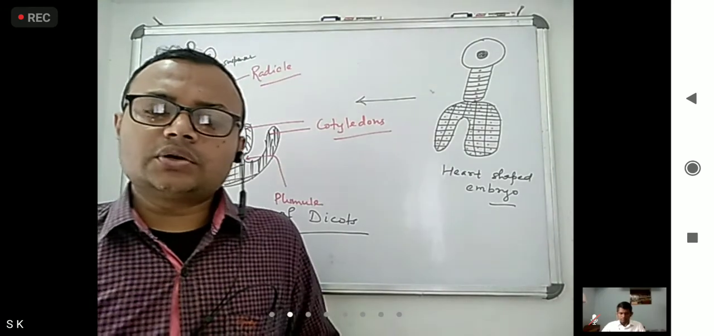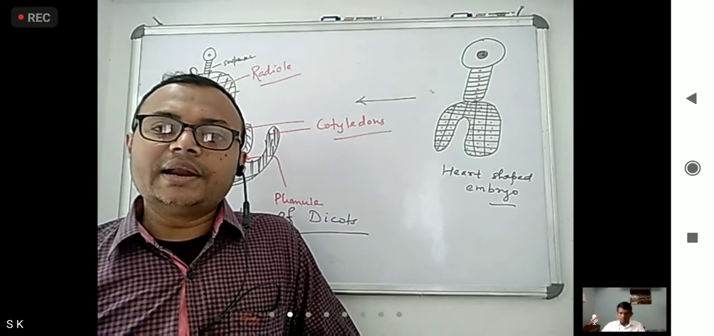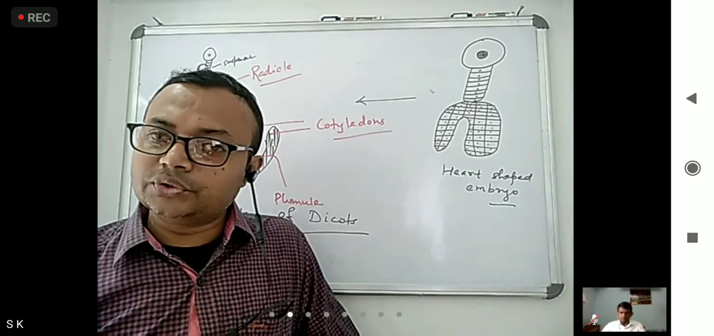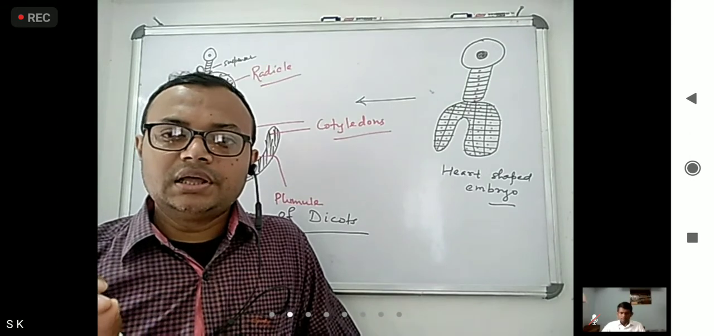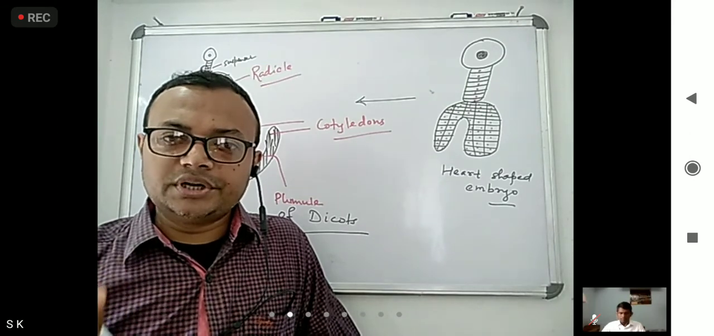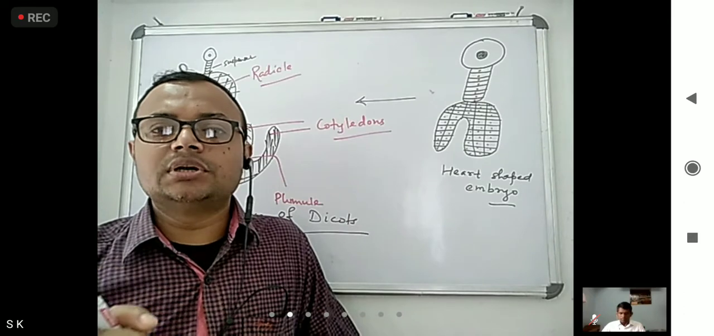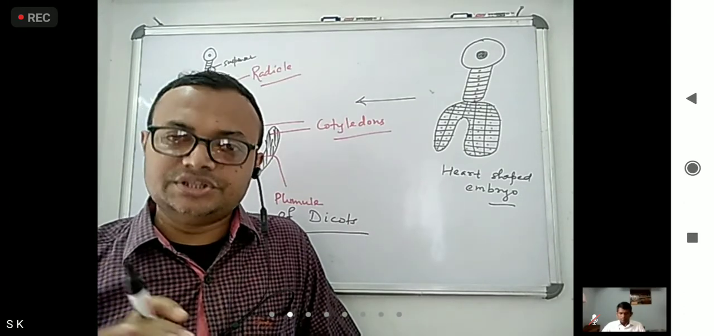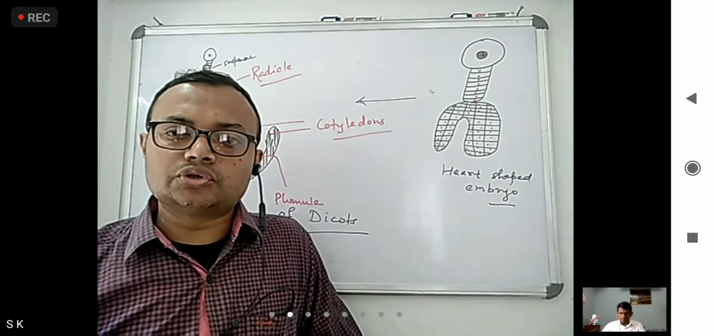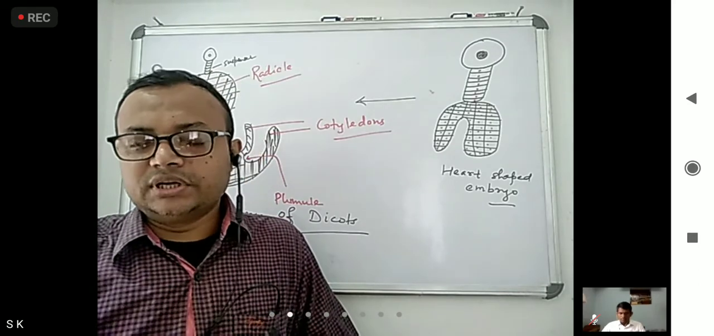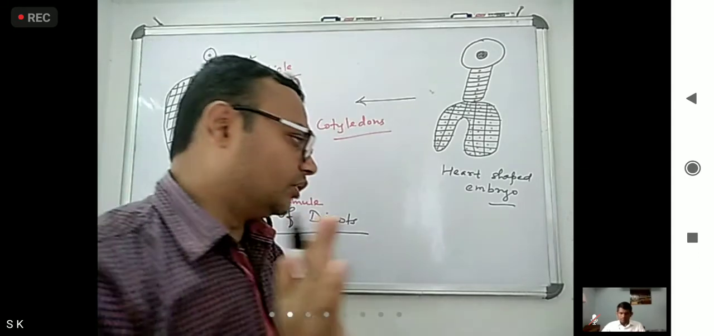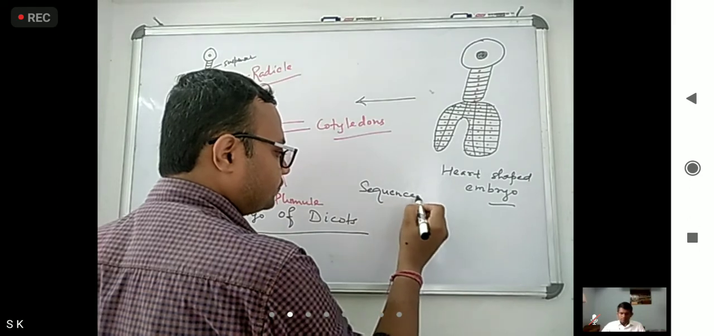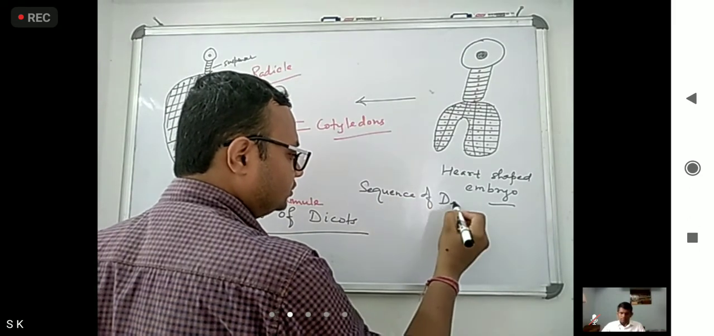Now here questions are asking, arrange the embryo development sequence. This is the most important question. Many times I have seen that questions asked in JIPMER also, AIIMS also, AIPMT also. So that sequence we have to remember. What the sequence was there? So sequence of development.